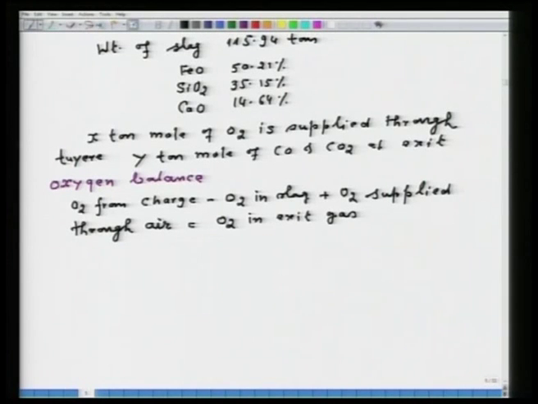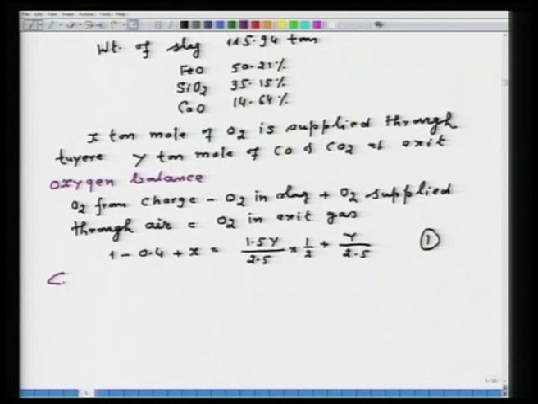So, if I do that, then I form the balance which is 1 minus 0.4. Please do the calculation, I have given enough hint to you, that will be equal to 1.5 y upon 2.5 into 1 by 2 plus y upon 2.5, and that is my equation 1. Now, next I have to do the carbon balance.